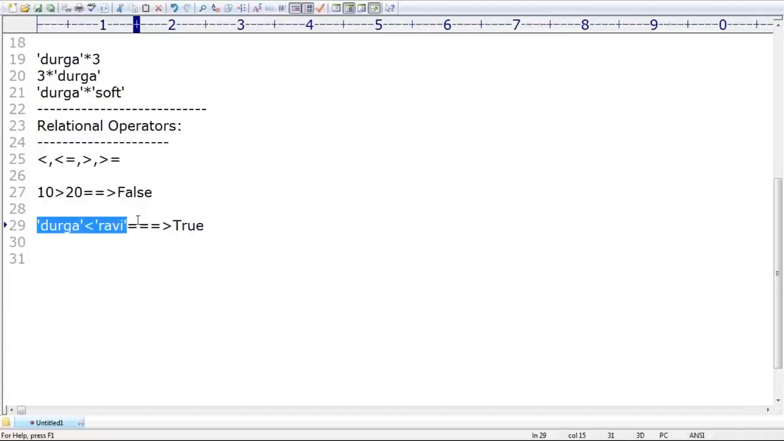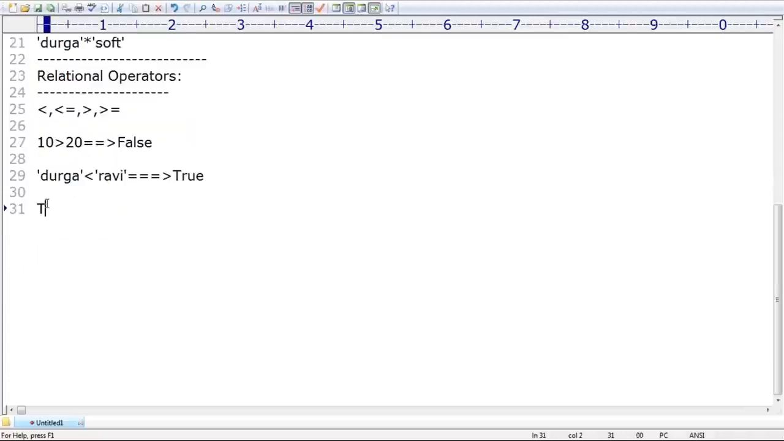Next, you can also perform comparison for the Boolean type, no problem at all. True greater than False: what is the answer? The answer is true, because internally True means 1 and False means 0. So 1 greater than 0, and the output is True by default. Are you able to understand?